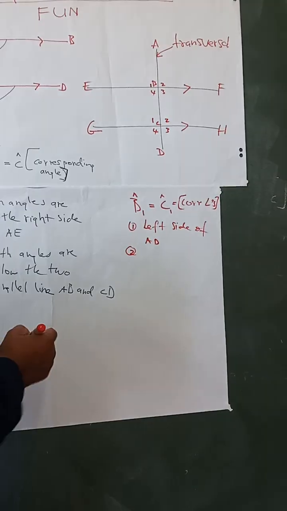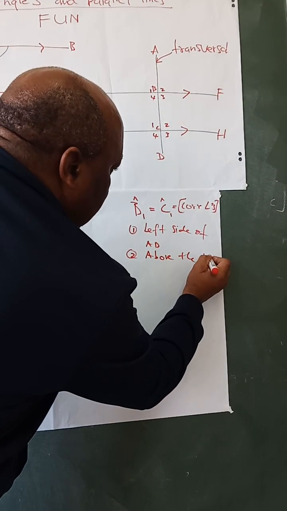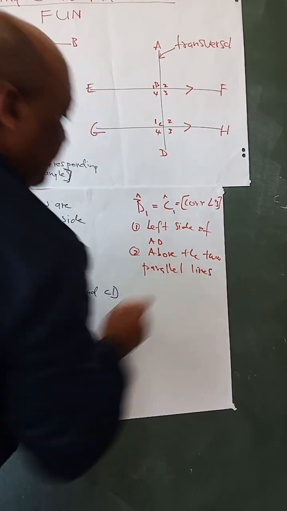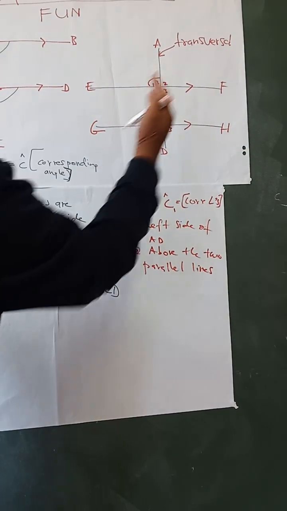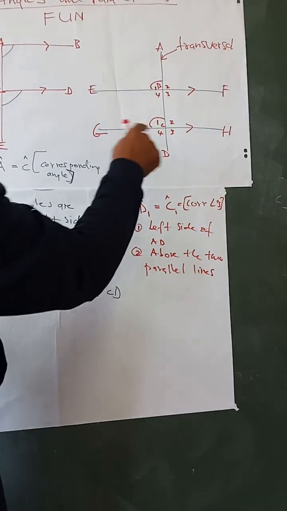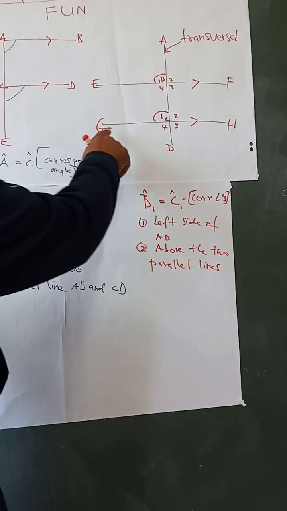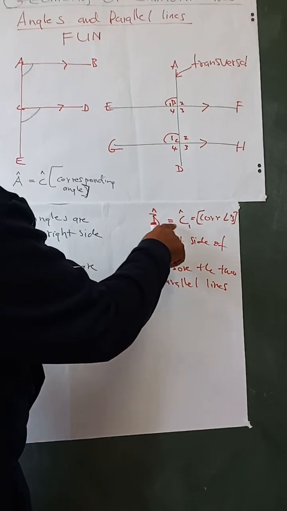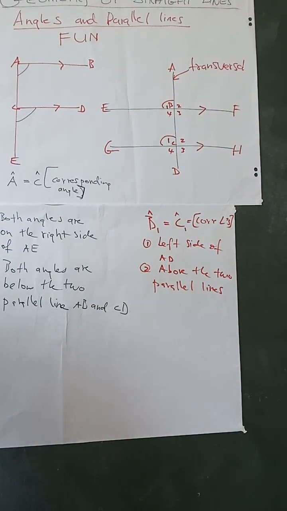And both angles are above the two parallel lines. Angle B1 and angle C1 are on the left side of AD, which is a transversal, and both angles are above the two parallel lines, EF and GH. So the two angles correspond. B1 is equal to C1. The reason is corresponding angles.